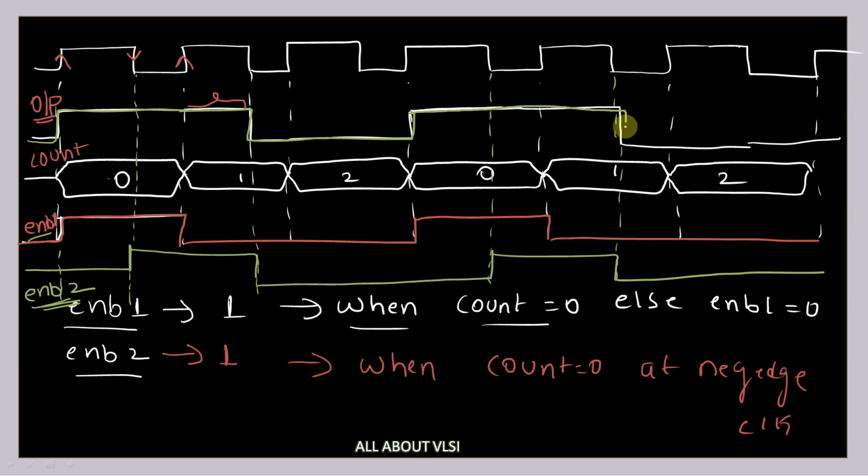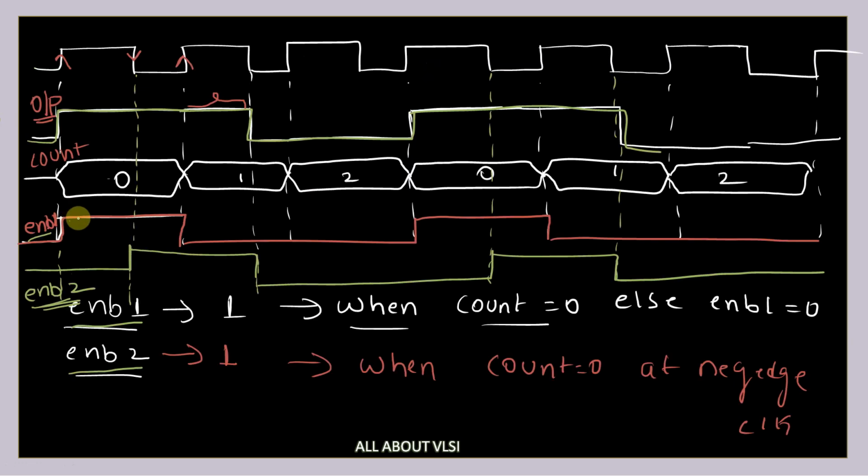Like this we will get our output. So simply we are going to perform an OR operation between your enable 1 signal and enable 2 signal for getting your output. That's it. So this is how we are going to develop a frequency division by 3 circuit with 50% duty cycle. Let me write down the steps for this.